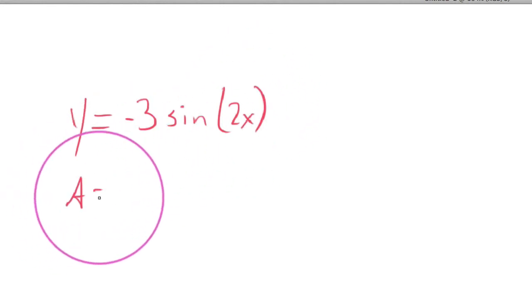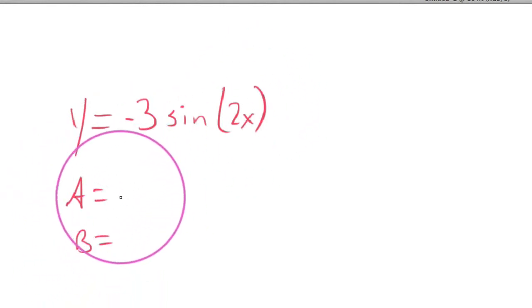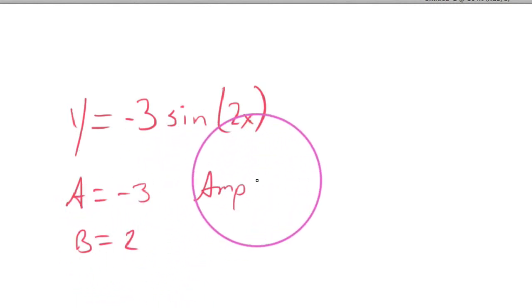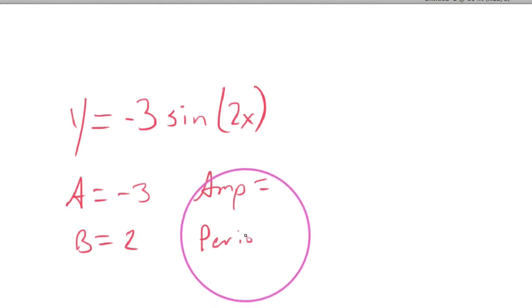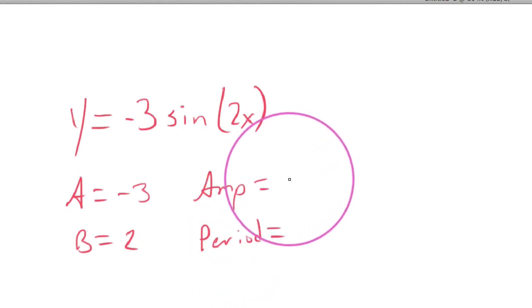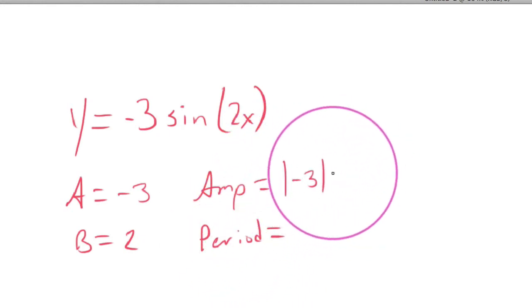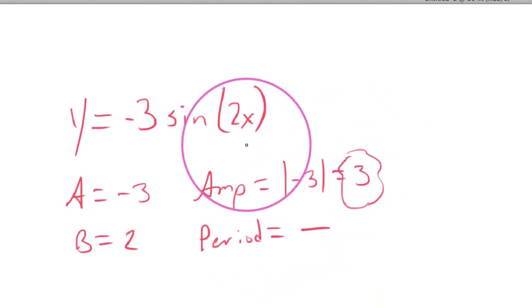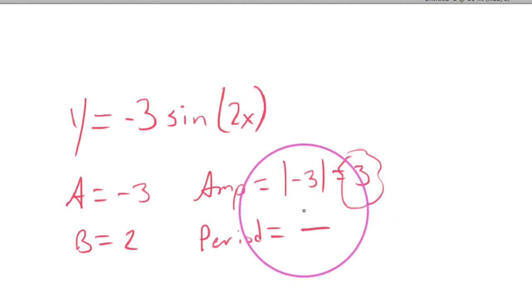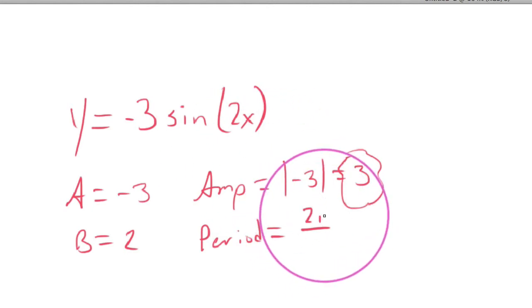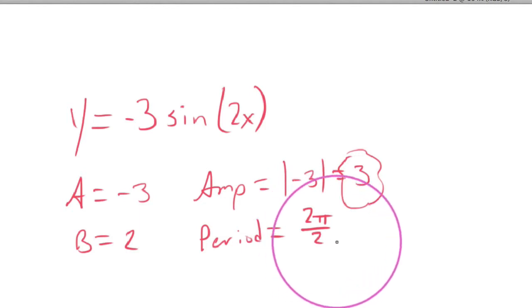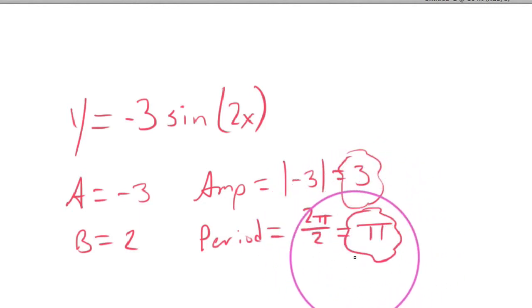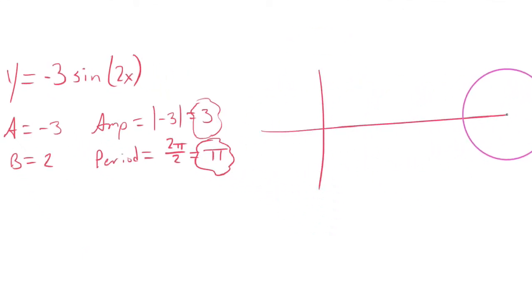So first of all, identify a and b, what we know about them. A is negative 3, b is 2. We're also going to identify the amplitude and the period. These are two things that we need to know before we're allowed to graph this. The amplitude is the absolute value of our a value, which is 3. And the period of this graph would be the normal period of a sine curve, which is normally 2 pi. We're going to divide that 2 pi by b, which in this case is 2. So it's going to take just pi to go through one complete cycle.